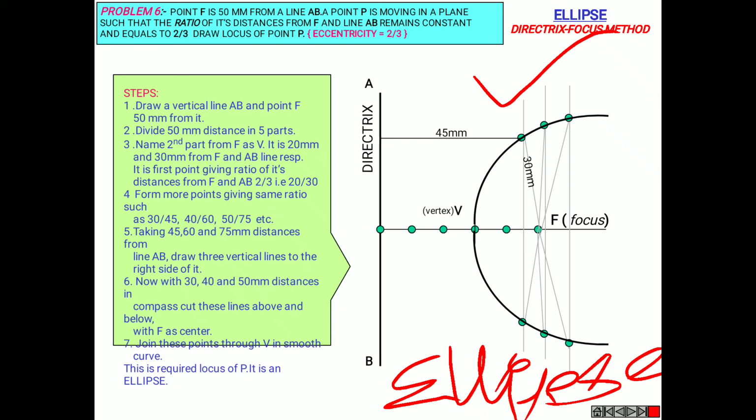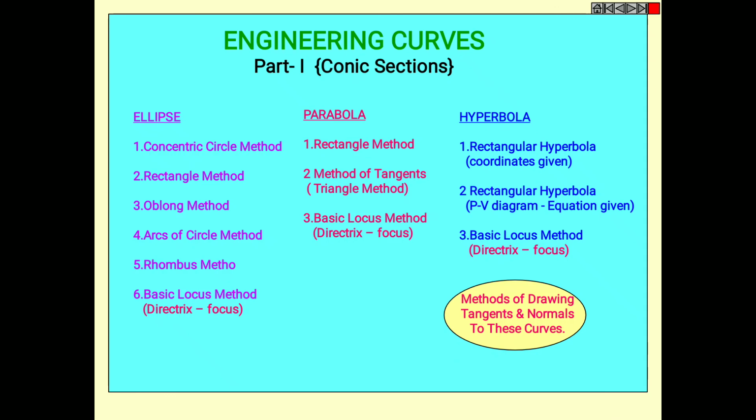Okay, this is your ellipse by directrix focus method. So by this we have gone through all the methods of ellipse, about 6 methods. We have seen the ellipse by concentric circle method, rectangle method, oblong method in the previous class, and in today's session we have seen arc of circles method, rhombus method, and basic locus method, which is also well known as directrix focus method.